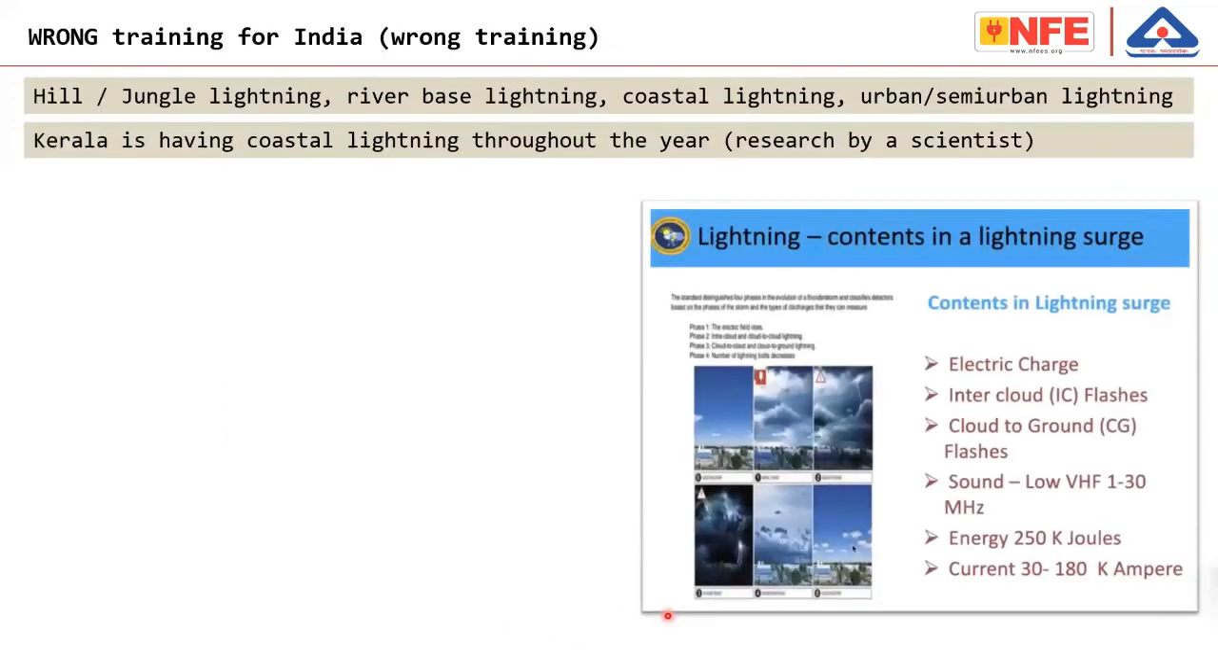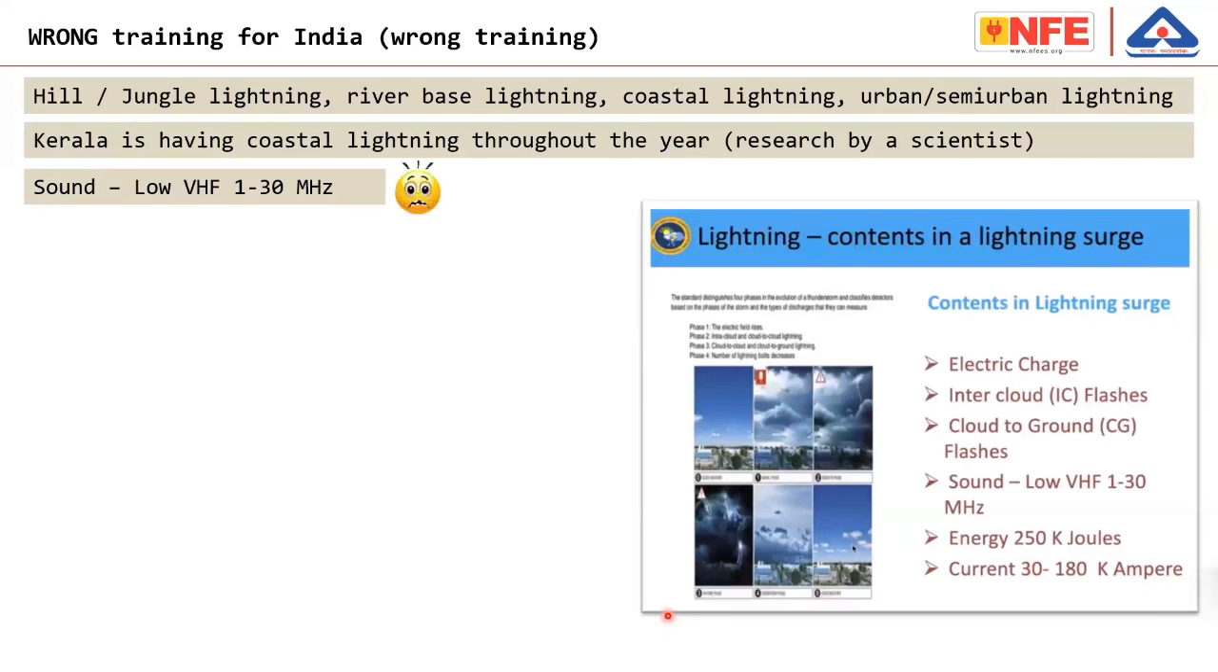When it comes to the education of lightning protection in India, you can find a lot of funny, non-scientific claims with respect to lightning. It was claimed that there are different lightning strikes like hill lightning, jungle lightning, river-based lightning, coastal lightning, urban and semi-urban lightning. These are different. There are different types of lightning. This is what is claimed by the experts in India. This is absolutely wrong.